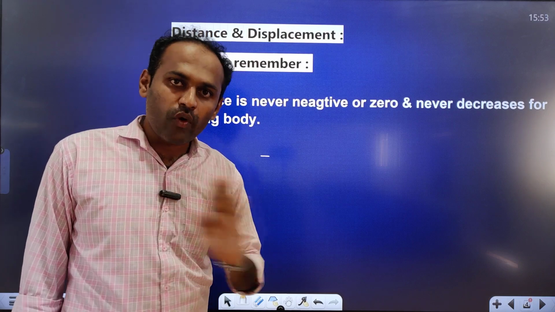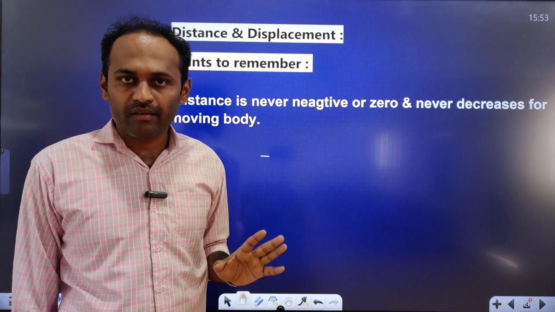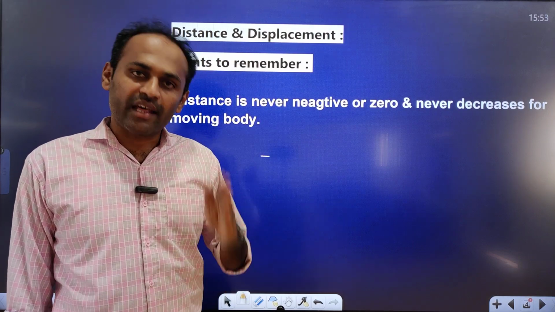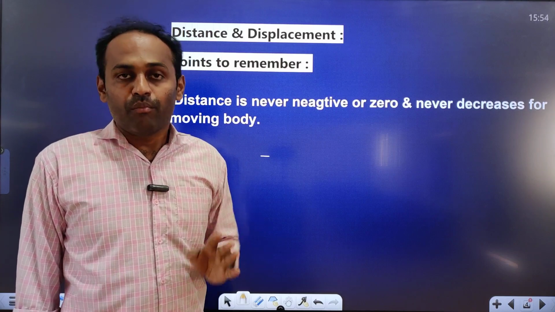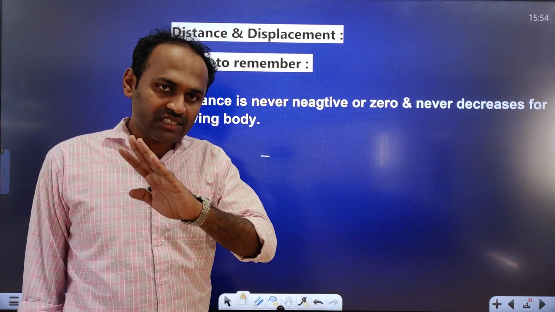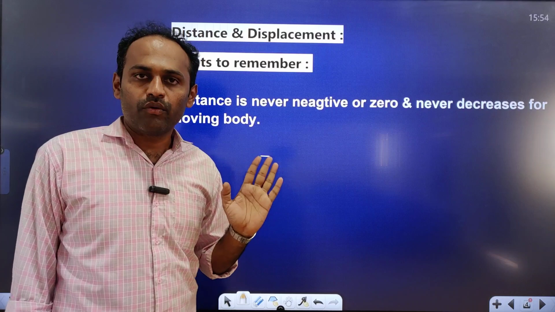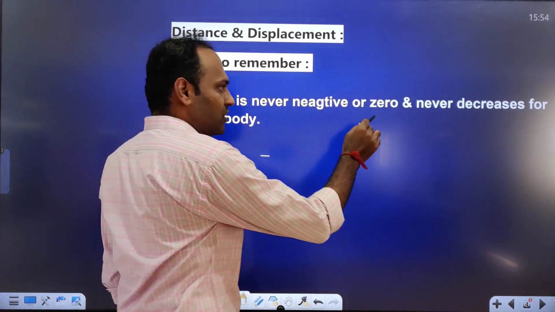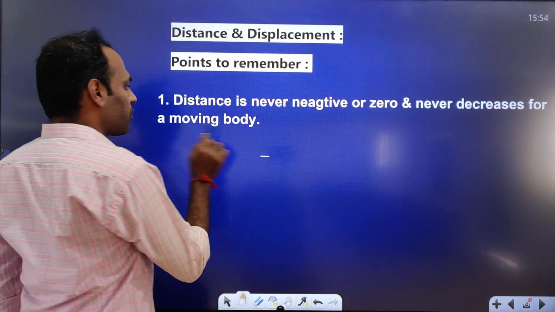Suppose an object has moved, then its distance is never zero. If it didn't move, if it was at rest, then you can say its distance is zero. But if a body has moved, then its distance can never be zero or negative. Distance is never negative or zero and never decreases for a moving body.